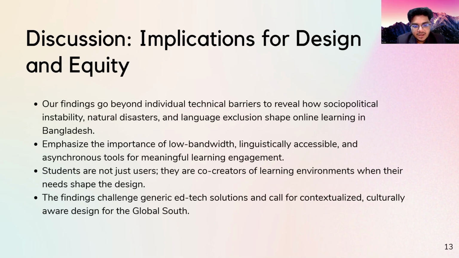Discussion: implications for design and equity. Our findings show that online education in the global south is shaped not just by technology, but by politics, infrastructure, and culture as well. 3 key implications emerged. Online learning is essential, not optional. During political unrest and natural disasters, it was the only way students could continue their education.